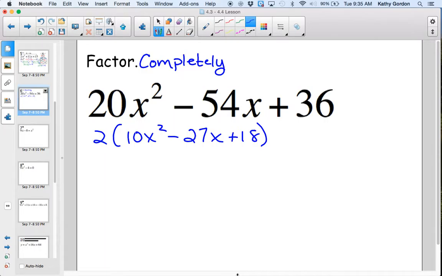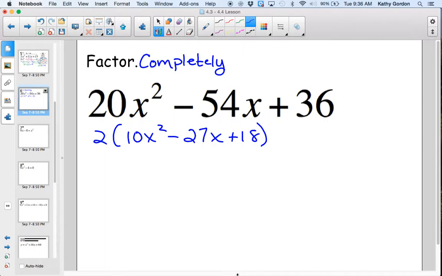If you decide to do one of the box kinds of methods, you're also now dealing with smaller numbers. Instead of trying to take 20 times 36, which is 720, and then try to decide what the factors of 720 that add up to a negative 54 are, you're right, even I would be going, no, don't think so. But now, 180, factors of that add up to negative 27, I might have a better shot at that. The numbers are just smaller to work with, which makes them a little easier to work with.